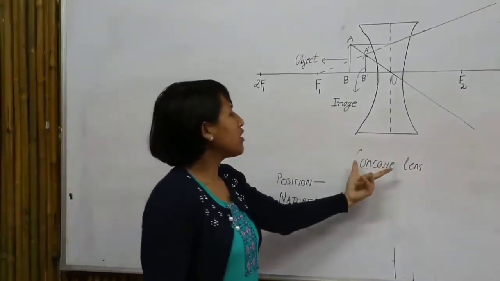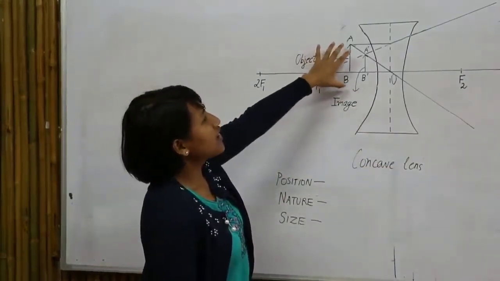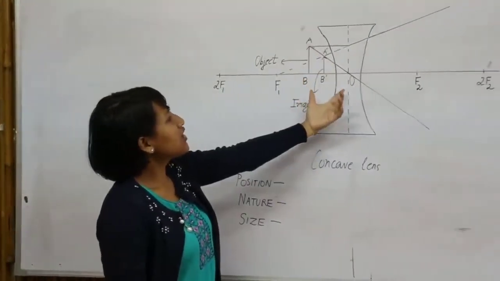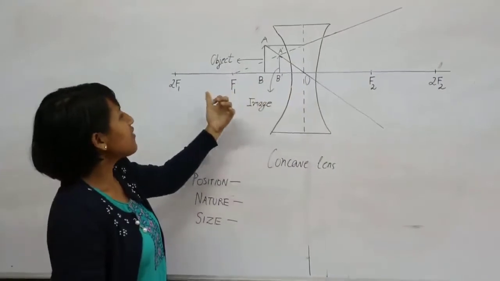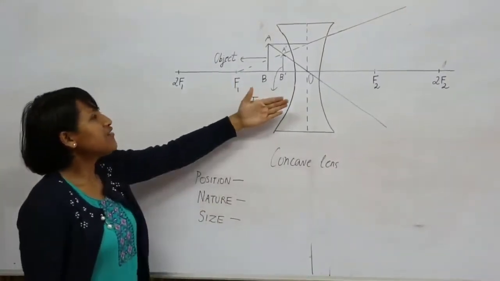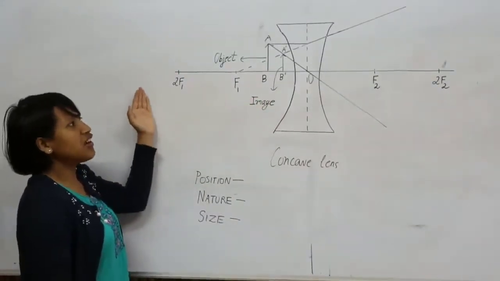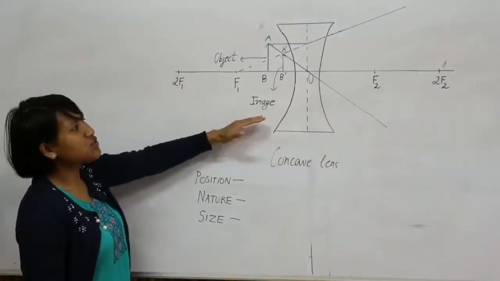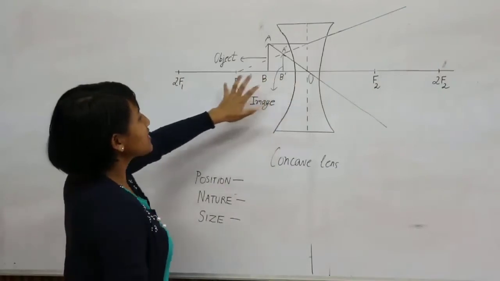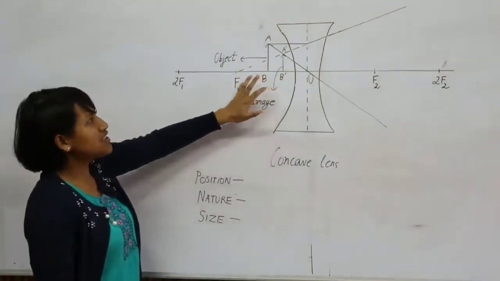Now we have taken a concave lens, and we place the object AB between the optical center and the first principal focus, at a finite distance but not infinity. You will observe that the case will be the same. Now let's first consider this case, between optical center and first principal focus.